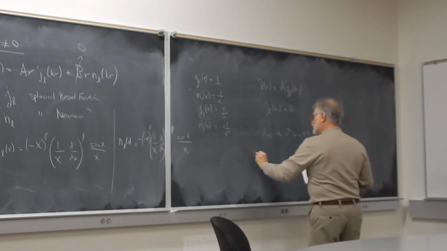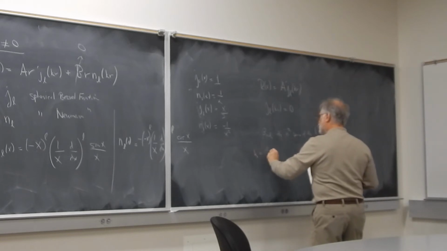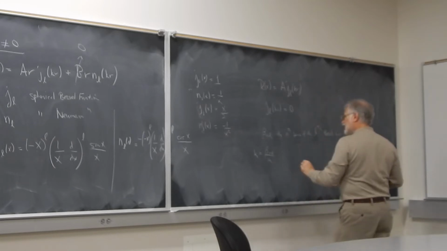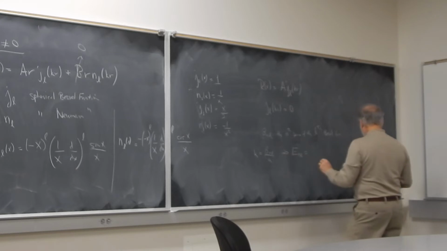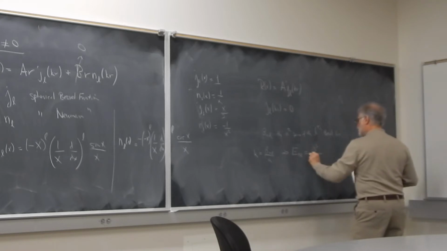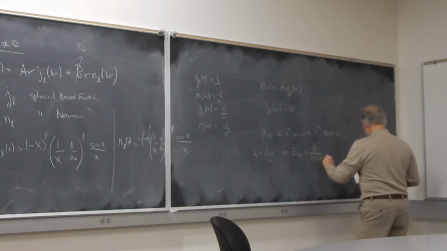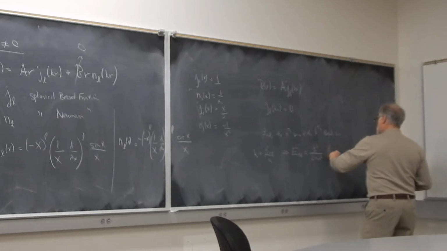Then K would be equal to beta sub NL over A. And therefore E sub NL would be equal to h bar squared over 2ma squared times beta sub NL squared.